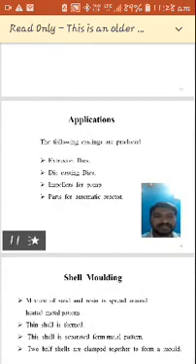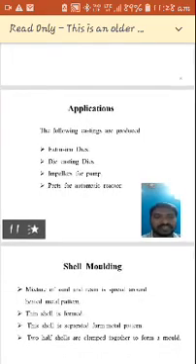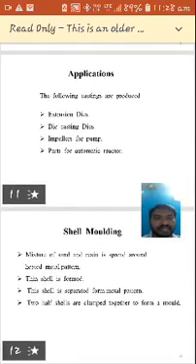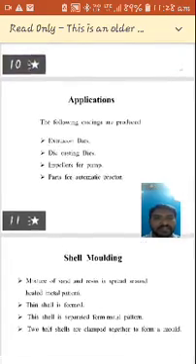various places. So the first one here is extrusion dies. Okay, used in extrusion dies and die casting dies, and impellers for pumps, parts for automatic reactors. So this is about the ceramic dies.